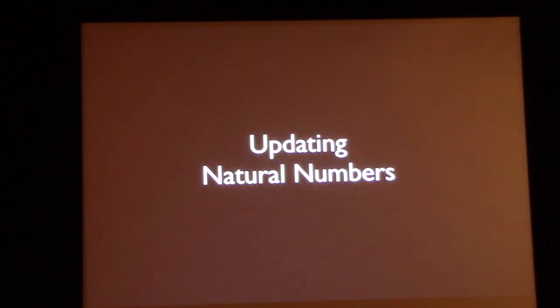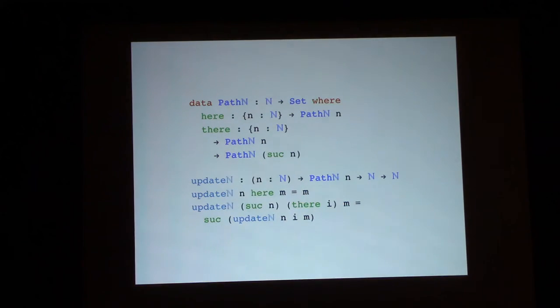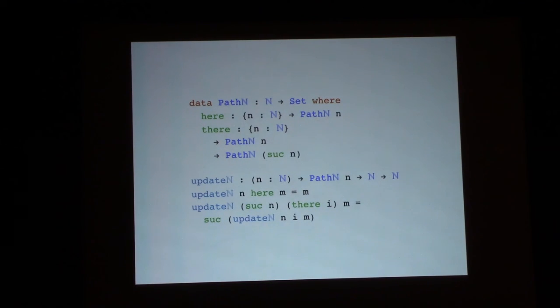So as a little warm-up, we'll update natural numbers. So this path data type is just an index into either an entire natural number or the 0 at the bottom or any of the successors going down to the 0. So we can basically point at any subcomponent of a natural number. And with the update function, what we ask for is the natural number and then a path indexing to some subcomponent of the natural number and the natural number to replace that subcomponent with.